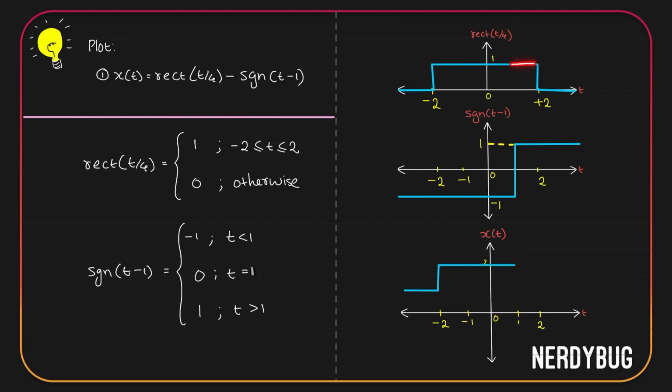After 1, here we still have 1, but here also we have 1. So from 1 to 2 we have 0. And then after 2 this is 0, this is 1. So 0 minus 1 we get minus 1.